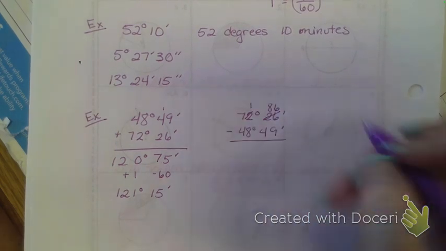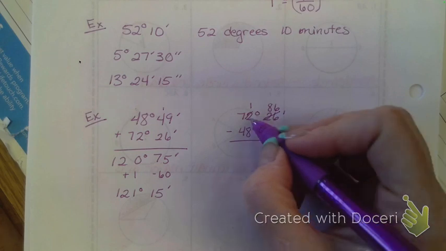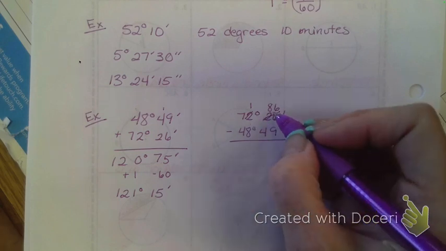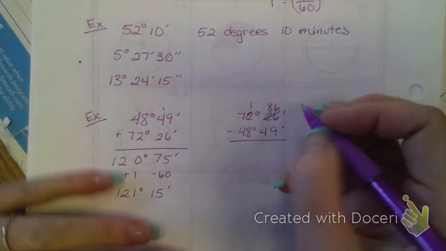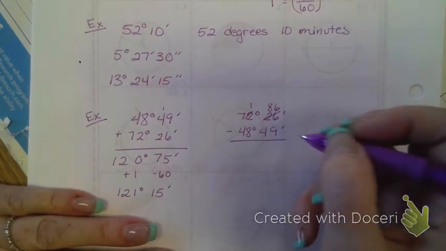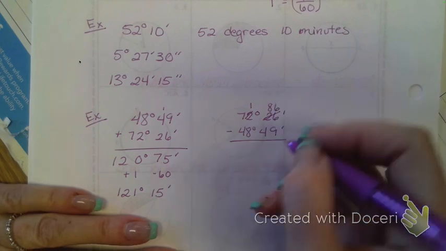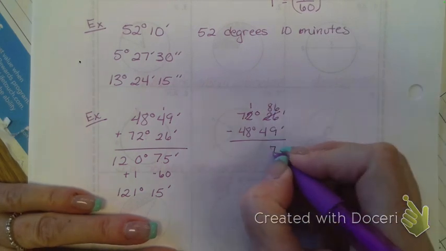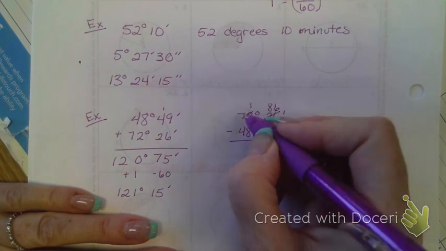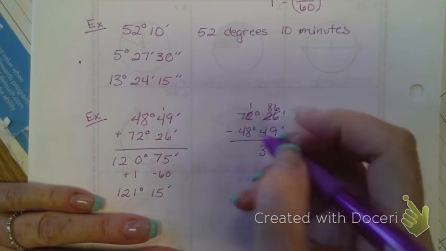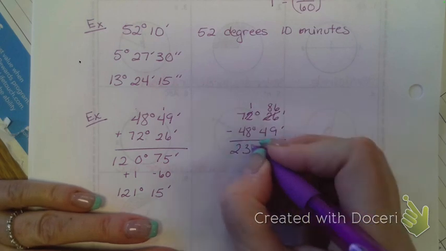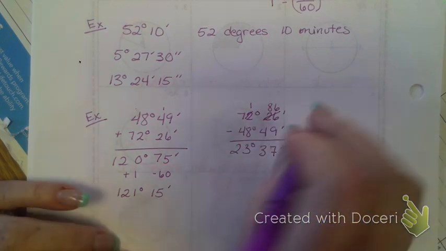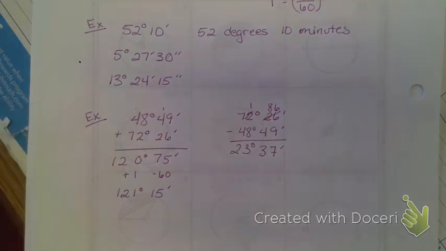So I had to borrow 1 degree, but 1 degree is how many minutes? 60. Is that exactly what you would do if you were doing minutes on a clock? Yeah. So now I can subtract it, right? So 16 would be 7, 7 would be 3. Then borrow, so 11, so 3, 6. I get 23 degrees, 37 minutes. How about you guys?